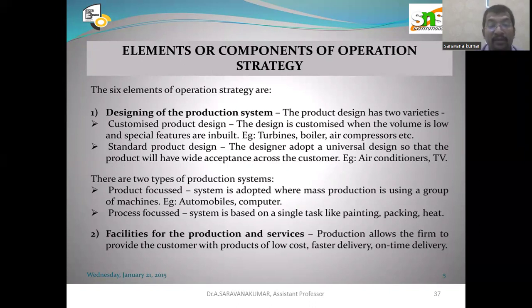There are two types of production system. Product focused system is adopted where mass production uses a group of machines. Examples: automobile, computer. Process focused system is based on a single task like painting, packing, and heat treatment. Number two, facilities for the production and services. Production allows the firm to provide the customer with products of low cost, faster delivery, and on-time delivery.